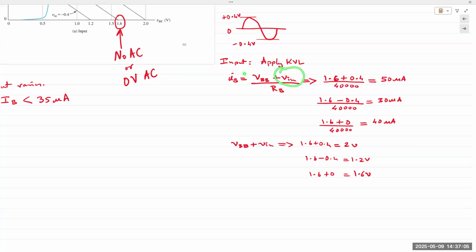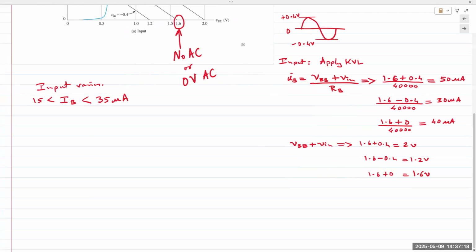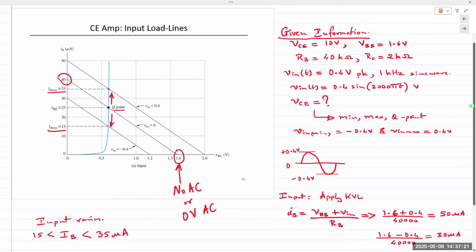If V in is 0, then IB is simply VBB, which is 1.6, divided by 40K. So you get 40 microamps. And then VBB is 1.6, which is here, one endpoint of the load line. Here is the other endpoint of the load line: 40 microamps and 1.6 volts. When we join these, we get the load line or the Q point without any AC applied signal.